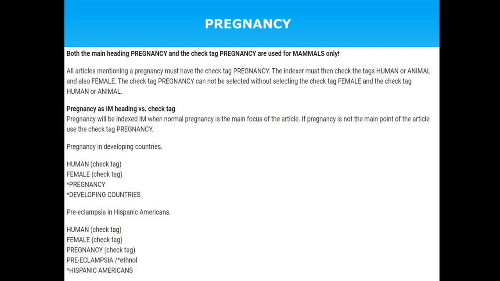Fine. Similarly, you see this title: preeclampsia in Hispanic Americans. You don't see the word pregnancy explicitly. But what do you mean by preeclampsia? Preeclampsia is a condition where the blood pressure increases for a pregnant woman. When the blood pressure increases, it makes certain changes. It happens only for pregnant women. When the blood pressure increases and makes some changes, they term it preeclampsia. So it is associated with pregnancy only.